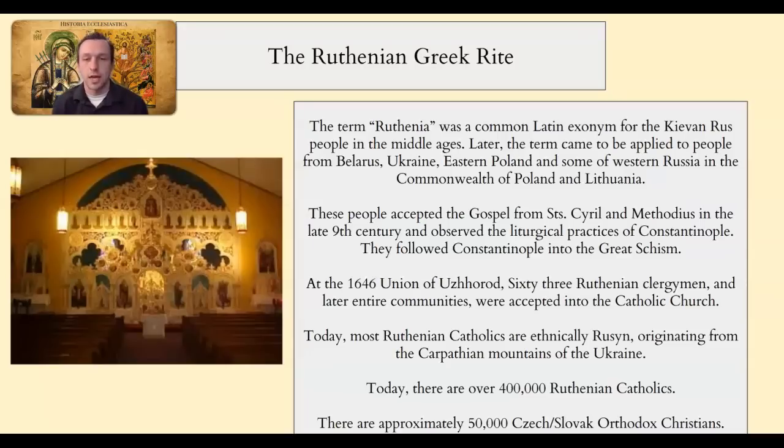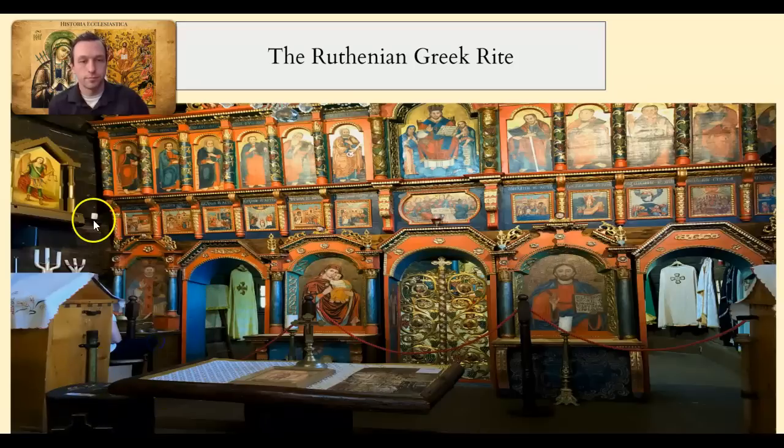The Ruthenian Catholics accepted the gospel from St. Cyril and Methodius in the late 9th century and observed the liturgical practices of Constantinople ever since. They also followed Constantinople into the Great Schism. At the 1646 Union of Uzhhorod, 63 Ruthenian clergymen, and later entire communities of Orthodox, were accepted into the Catholic Church. Today, most Ruthenian Catholics are ethnically Rusyn, originating from the Carpathian Mountains of Ukraine. So there is an association ethnically with the original Russian people there. Today, there are over 400,000 Ruthenian Catholics. In contrast, there are approximately 50,000 Czech or Slovak Orthodox Christians, which is an Orthodox church in approximately the same area. Once again, when people refer to Byzantine Catholics, the most common type of Byzantine Catholic Church, especially in the United States, is Ruthenian Catholic.